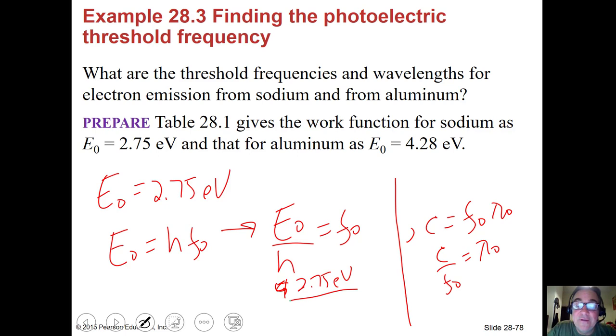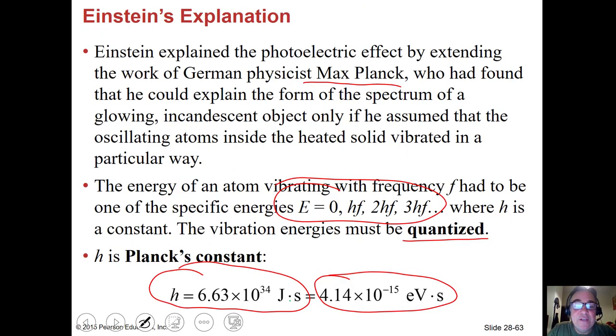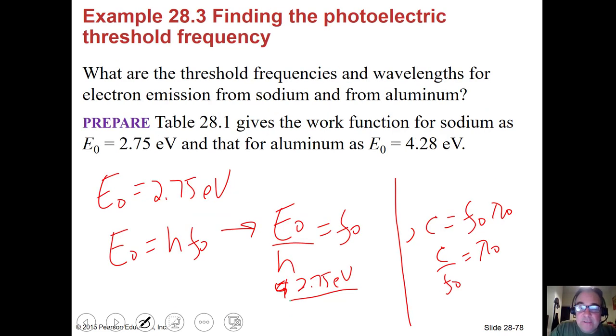Let's go back and take a look at those. Okay, I went back to slide 63. So 6.63 times 10 to the minus 34 joule seconds, or 4.14 times 10 to the minus 15 eV seconds. Well, our energy is in eV, so we're going to have to use this Planck's constant in eV to have the units work out correctly. So let's do that and you'll see what I'm talking about. Okay, so to get this frequency then, I'm going to have to use 4.14 times 10 to the minus 15 eV times seconds. I'm running out of room here.